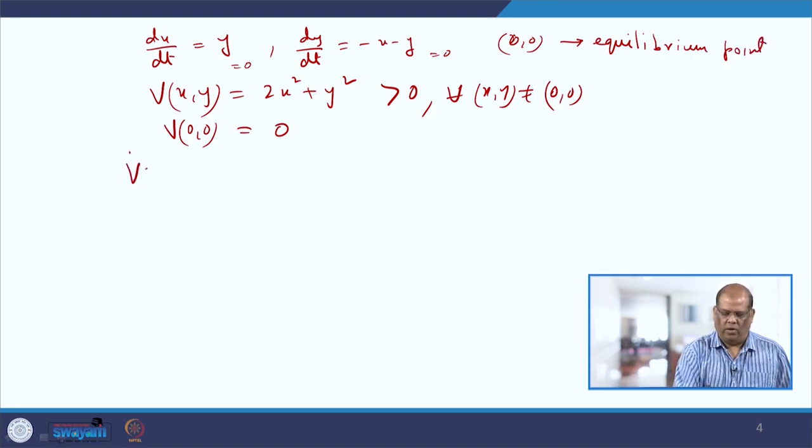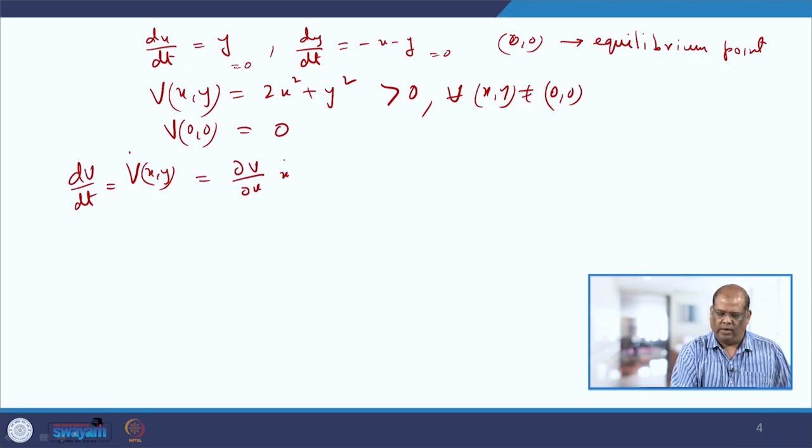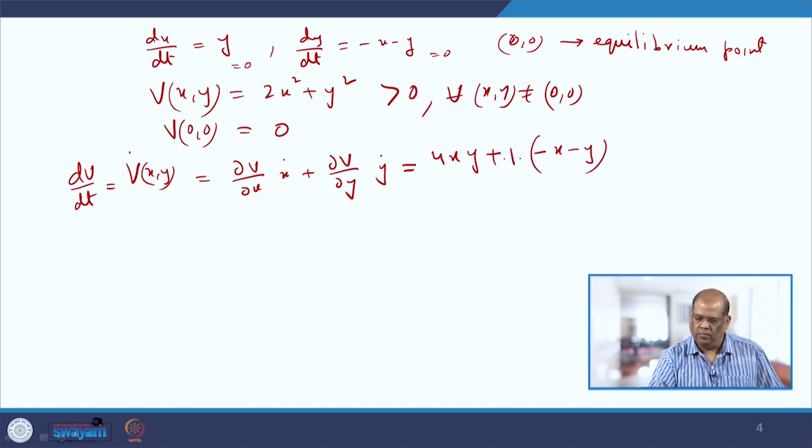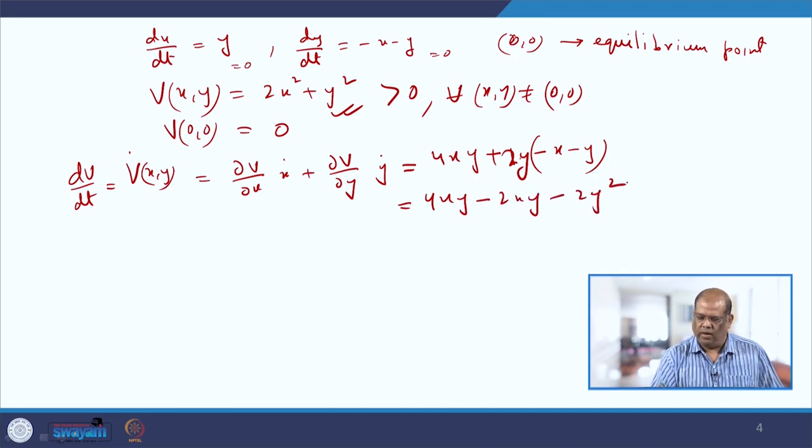And now comes V dot. What is dv dt? This is del v del x into x dot plus del v del y into y dot. This is equal to 4x into y minus del v del y is minus 1 into y dot minus x minus y. Sorry, this is 2y, 2y del v del y from here. And if I simplify this, I get 4xy minus 2xy minus 2y square. So here I get 2xy minus 2y square.